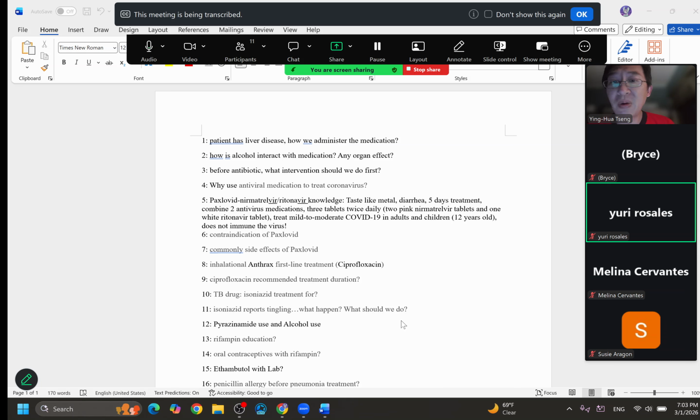All right, question number one. The patient has a liver disease, so how can we administer the medication? Well, I should say, before we give the medication, the patient already has a liver disease, so what should we do? Monitor liver function tests? We can monitor liver function tests, yeah, but that's before. So we should do the liver function test first. A liver function test is a lab, right? We draw the blood.